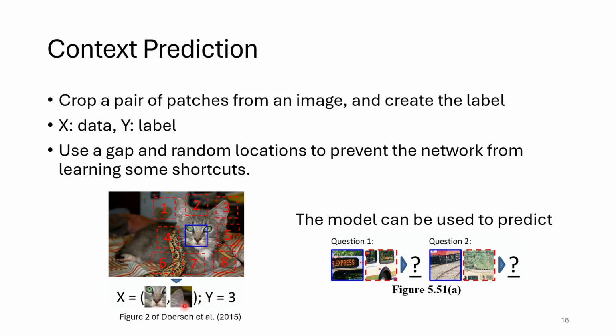training data. It contains a pair of patches. So this is X, the input data, a patch and its neighbor patch, and also Y. Y is the label, the direction from the second patch to the first patch. So this is 3. It means this patch is cropped from here. Okay. So in the beginning we have no label, but here we create our own label from the input image.